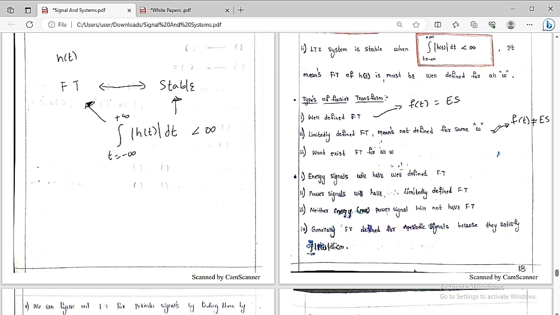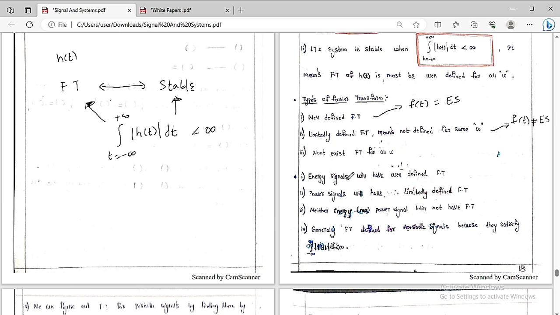There are some signals for which the Fourier transform won't exist for all values of omega. So there are three types of Fourier transform: one is the well-defined Fourier transform, another is the limitedly defined Fourier transform, and the third is where the Fourier transform won't exist for all omega. Now, energy signals will have the well-defined Fourier transform. I already told you energy signals will have the well-defined Fourier transform.